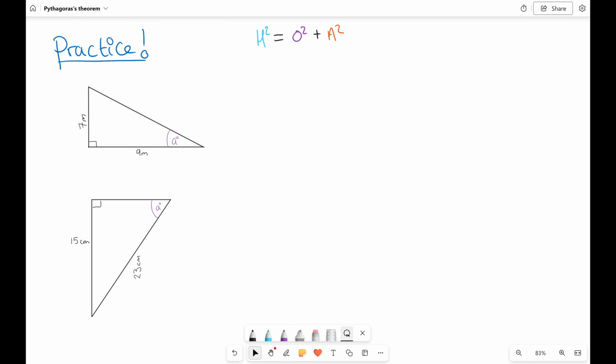Here are some examples for you to try. I've left the Pythagoras theorem at the top so that you can use that. I've also given you an angle in case you want to practice labeling the triangle. So feel free to pause the video and resume it when you are ready.